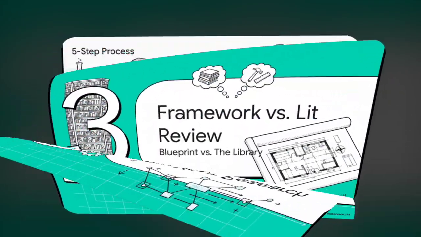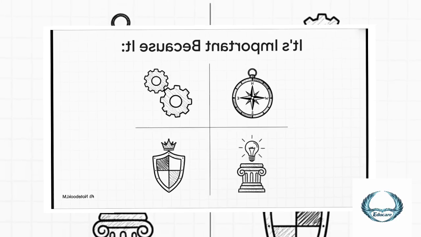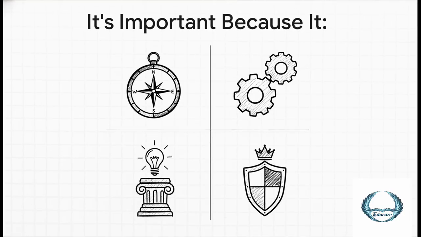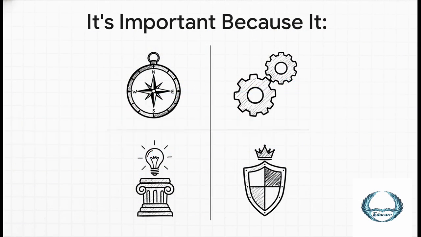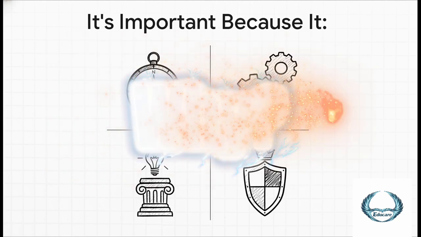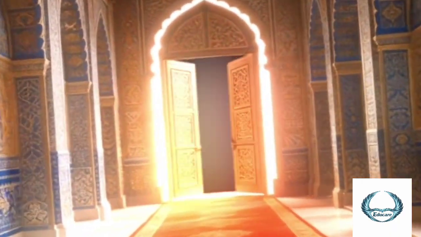Okay, so we've got a handle on what it is, but why do you need one? Like, why is it so non-negotiable? Let's talk about the actual structural support it gives your research. And yeah, let's be super clear, this is not an optional extra. It gives your whole study a clear direction, a roadmap. So you're not just lost in a sea of data. It explains the why you think certain things are connected, and it anchors your hypotheses in solid, established theory, not just a gut feeling.